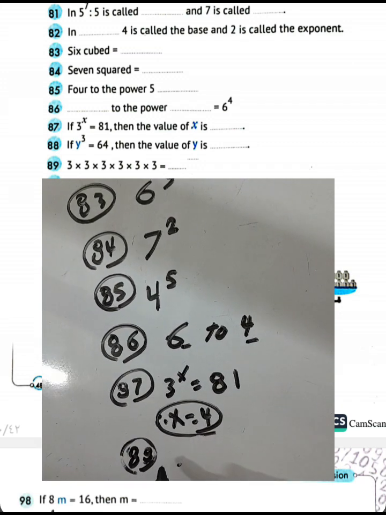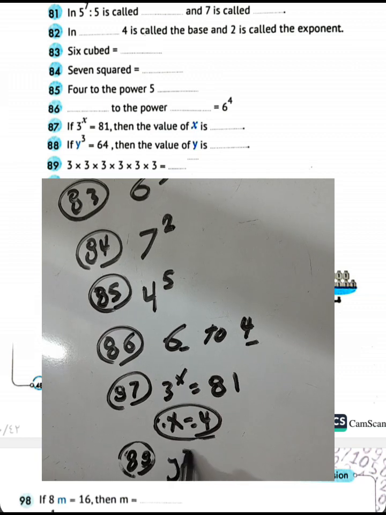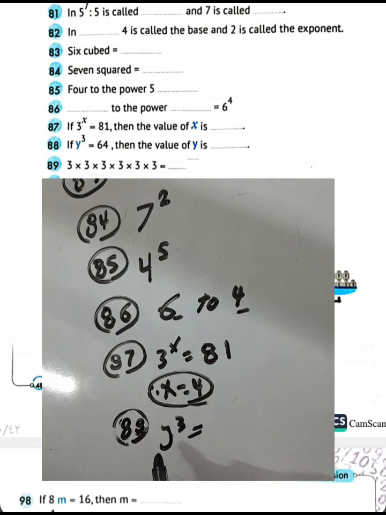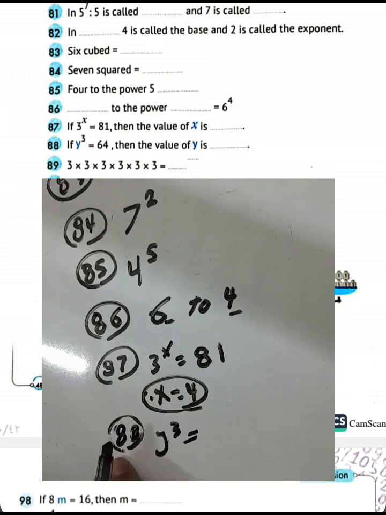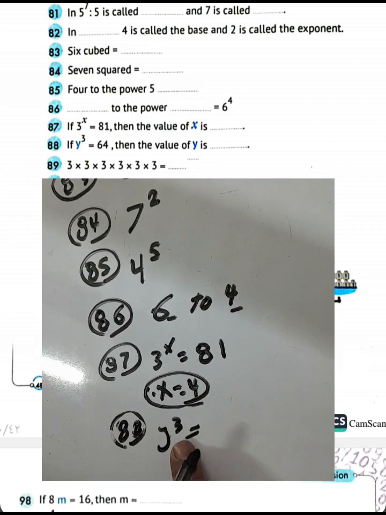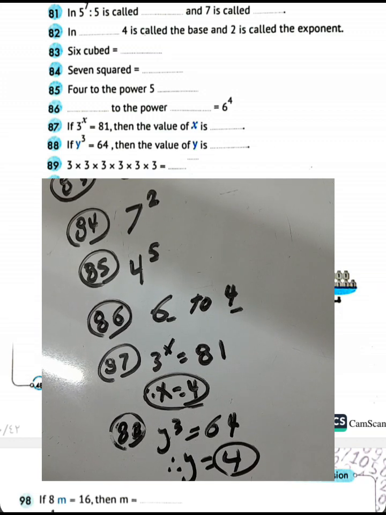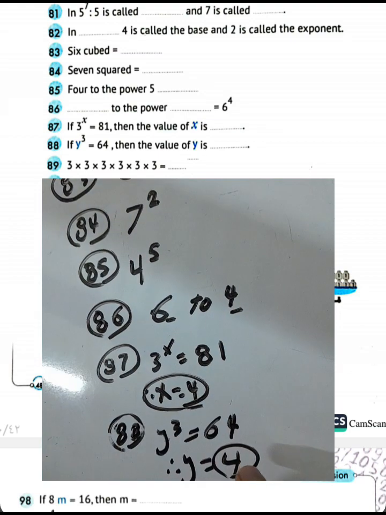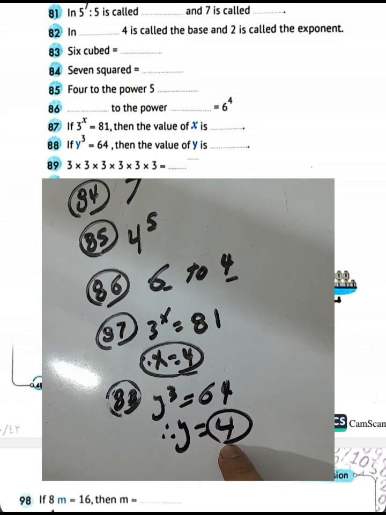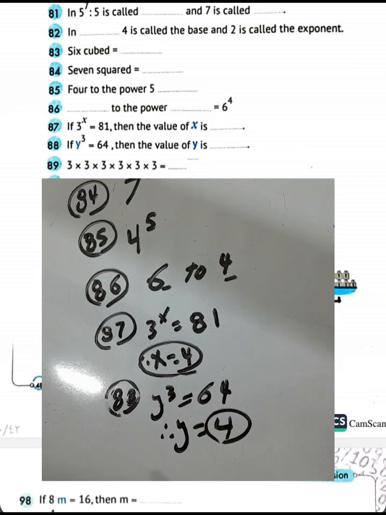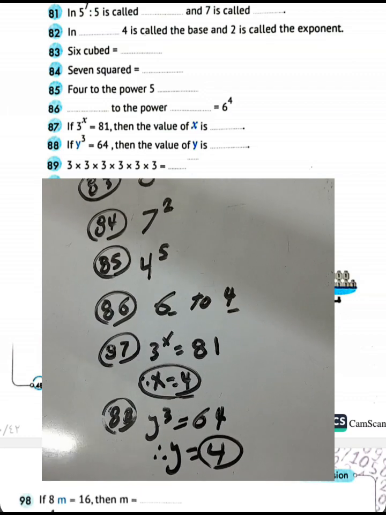Question 88. If y power 3 equals 64, then y equals 4, because 4 times 4 times 4 is 64. 4 times itself 3 times equals 64.